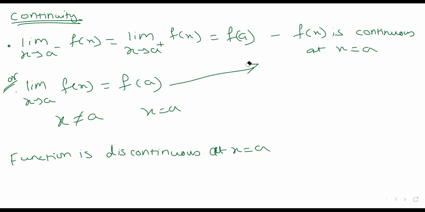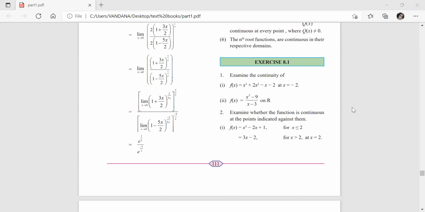Yes, you can write down this. Exercise 8.1 will start from question number 2. We will see how to find basic continuity, then we will solve question 1. Examine whether the function is continuous at points indicated against them.